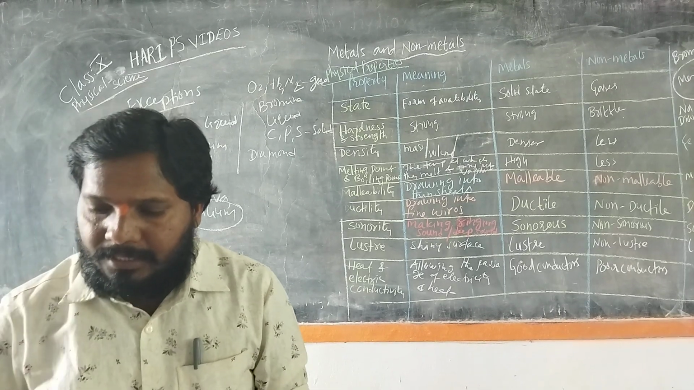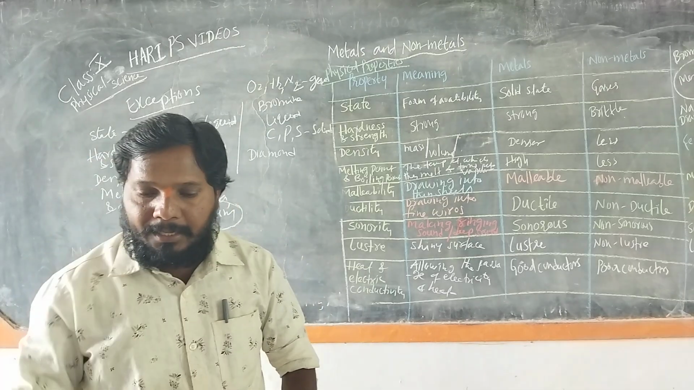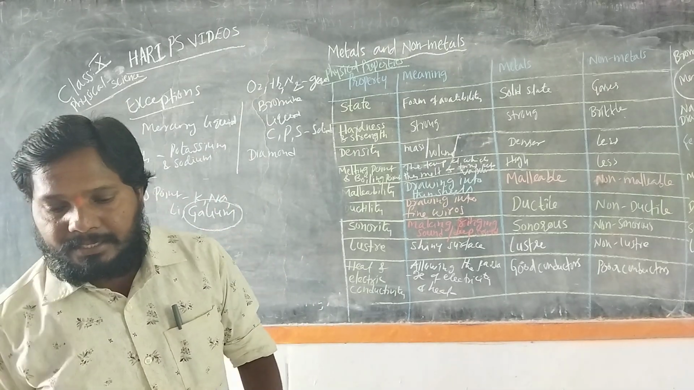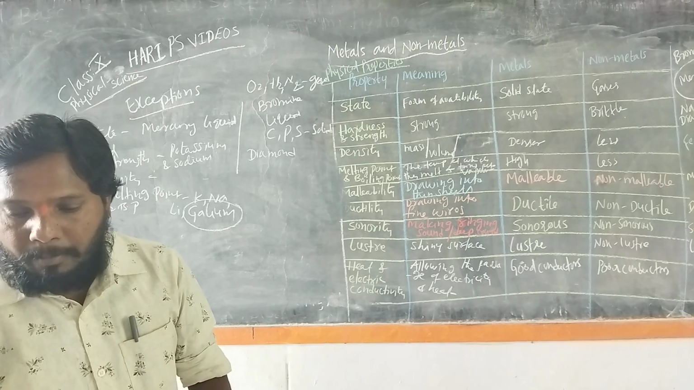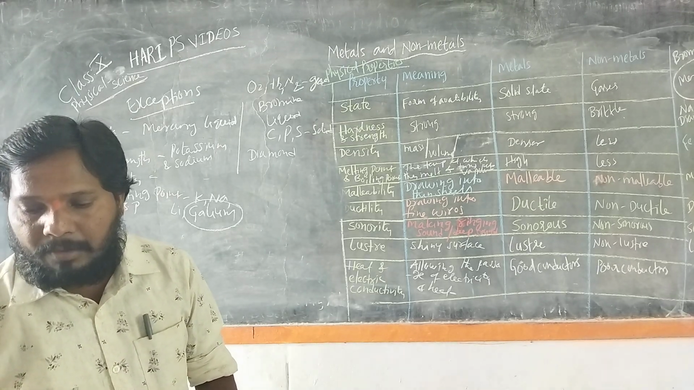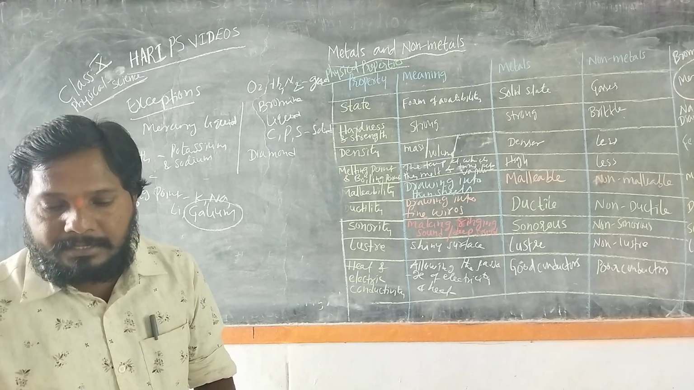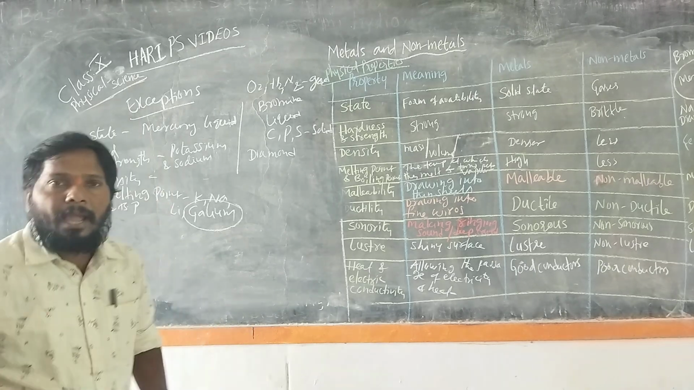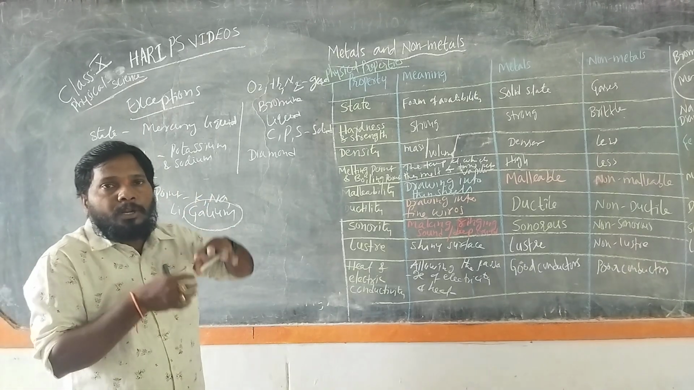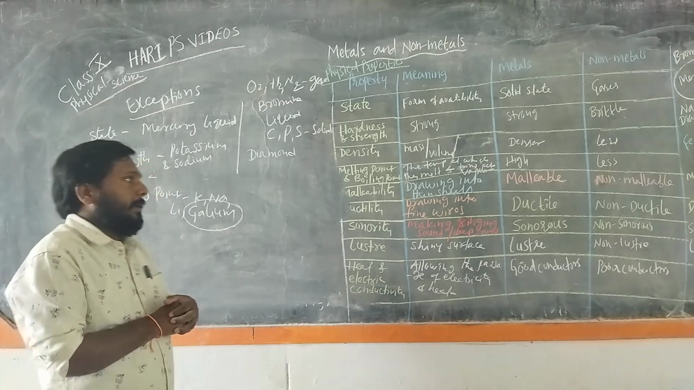Gallium and cesium metals have low melting points of 30 degrees centigrade and 28 degrees respectively. These metals start melting in the hand because they have very low melting points.